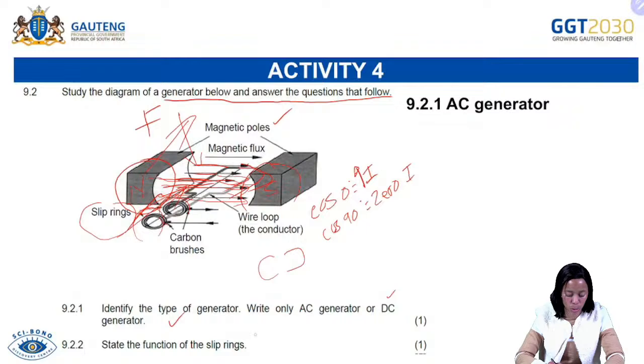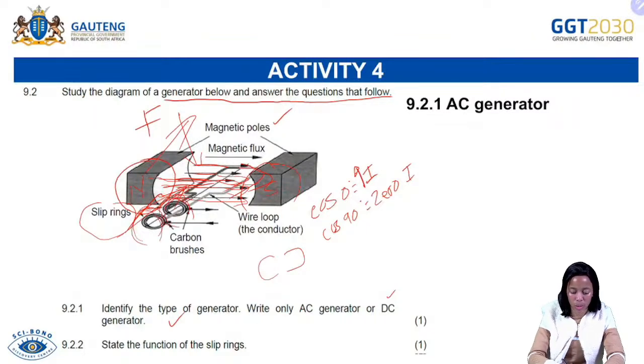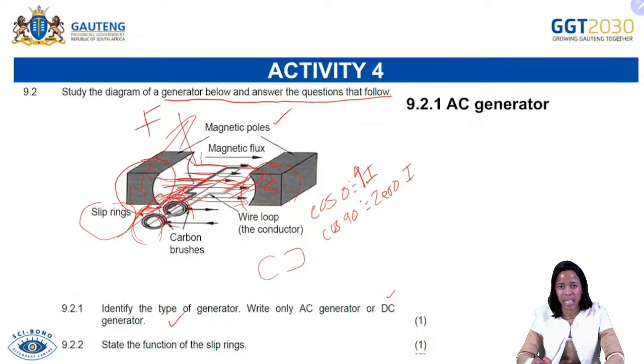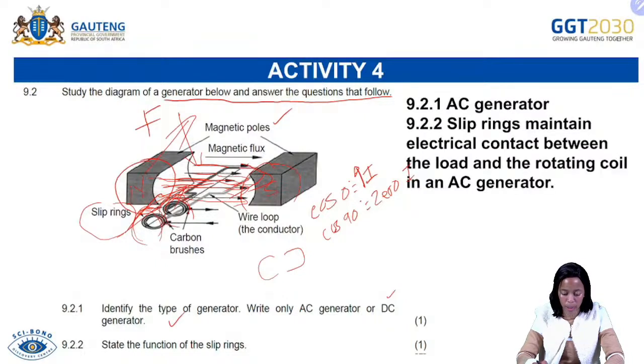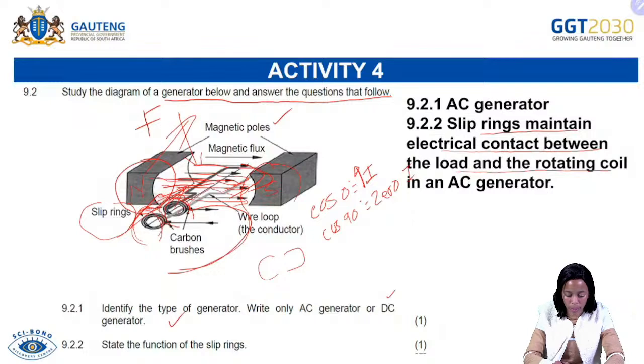Then it says 9.2.2, state the function of the slip rings. So remember, with an AC generator, we have slip rings, but with a DC generator, we have the split ring commutator. So slip rings maintain electrical contact between the load and the rotating coil that is in between the magnetic poles.